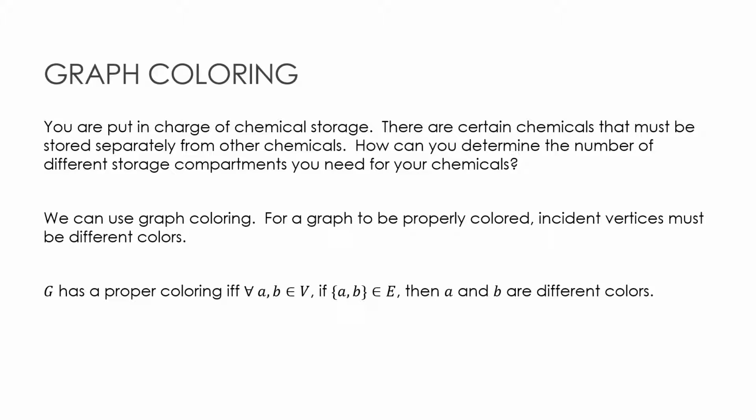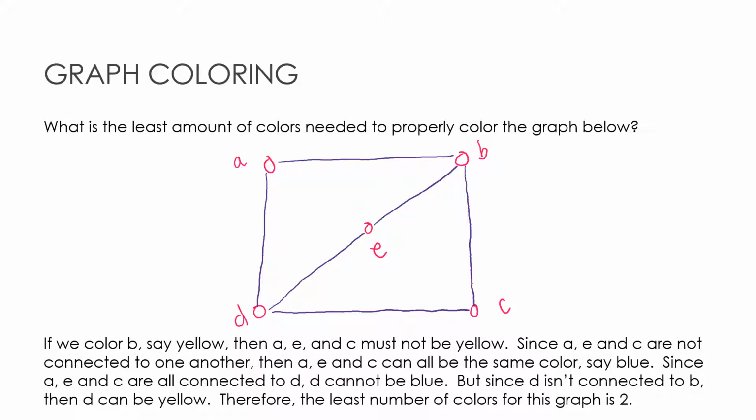So to use graph coloring, you're essentially going to color vertices a different color if they cannot be stored together. So G has a proper coloring if and only if for all of the vertices in your graph, if A is incident to B, which basically means if AB is an edge, then A and B have different colors. That makes sense. So let's take a look.